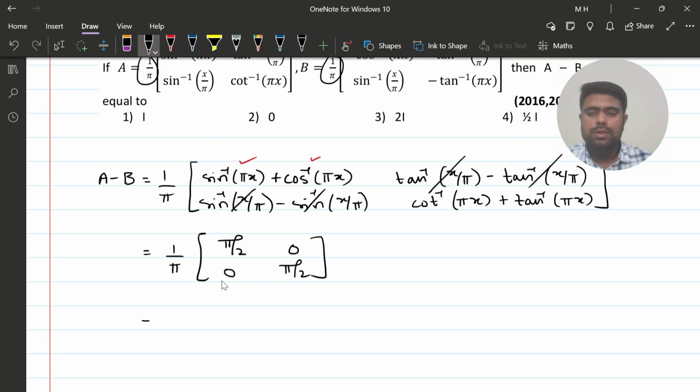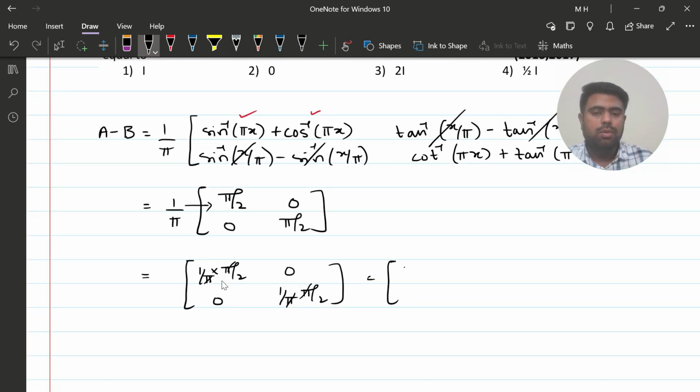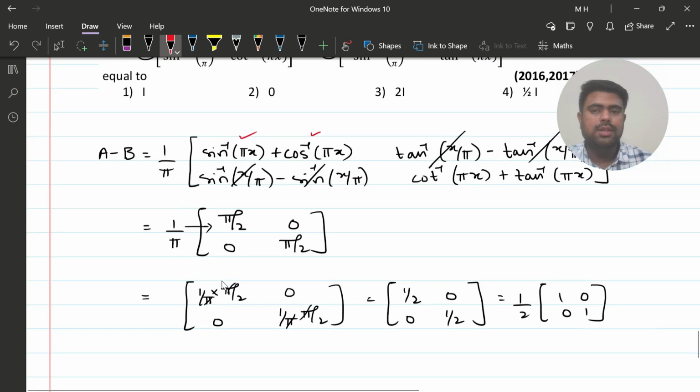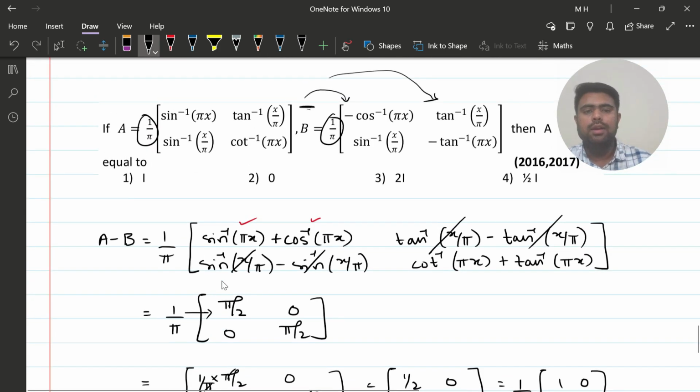Now you can see if I take 1 by pi inside, I'll get 1 by pi into pi by 2. 1 by pi into 0 is 0. 1 by pi into pi by 2, pi and pi will get cancelled out. I'll get 1 by 2, 0, 0, 1 by 2. If I take out 1 by 2, I'm going to get 1, 0, 0, 1. Why did I take out 1 by 2? Because the answers that they have given are in terms of I. What is I? I is the identity matrix. So it is going to be 1 by 2 times 1, 0, 0, 1, which is the identity matrix I. Therefore, it must be option 4. The fourth option is correct.